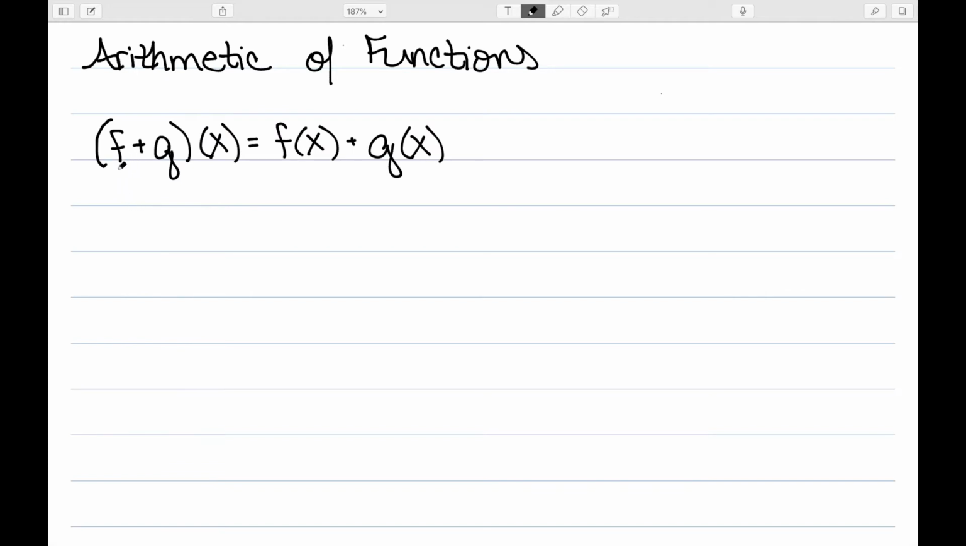To add, we have f plus g of x, so the addition of two functions is equal to f of x plus g of x. We just take the two functions and add them. For subtraction, we have f minus g of x would be f of x minus g of x.